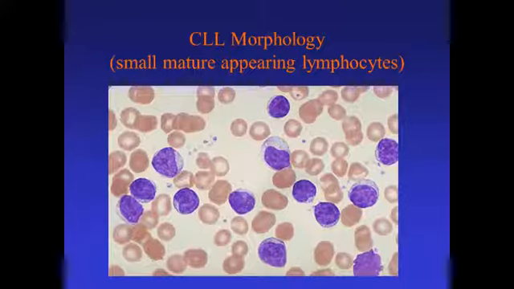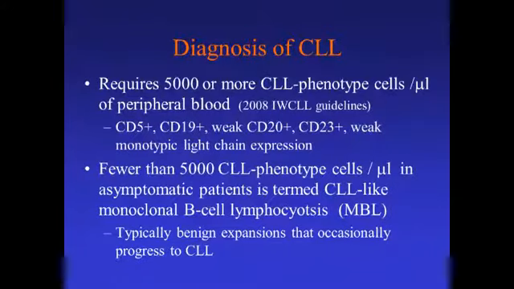So in addition to seeing small mature B cells on peripheral blood smears, you typically also see things called smudge cells, which are just kind of blown apart CLL cells that result from the increased fragility of the CLL cells when you try to make the smear.